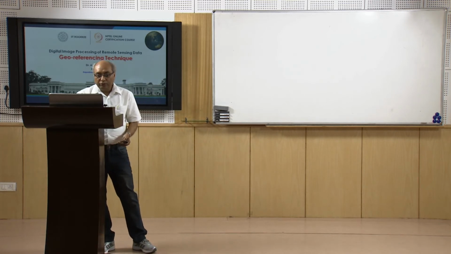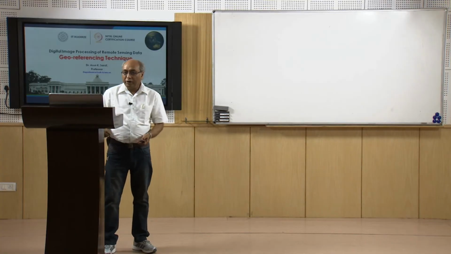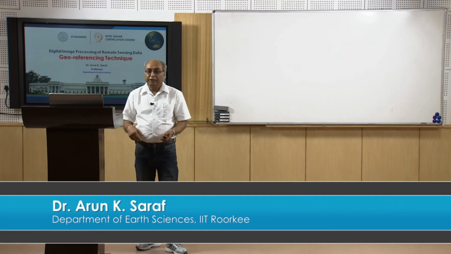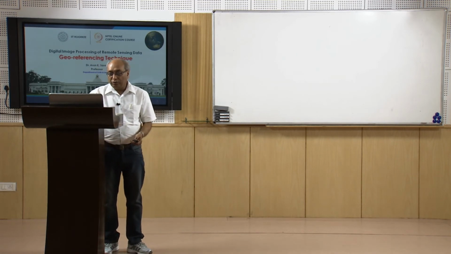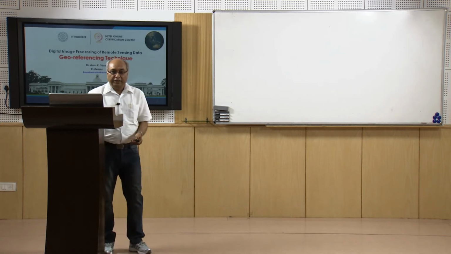So it is necessary to establish an image to world transformation. The purpose here is to transform from the geometric domain to the geographic domain. That converts the image coordinates to the real world coordinates, which are in terms of latitude and longitude, depending on which projection you are using. If you are using UTM, universal transverse Mercator projection, then these might be in meters, in easting and northing, depending on the projection. But these all will be in a geographic domain rather than in a geometric domain.